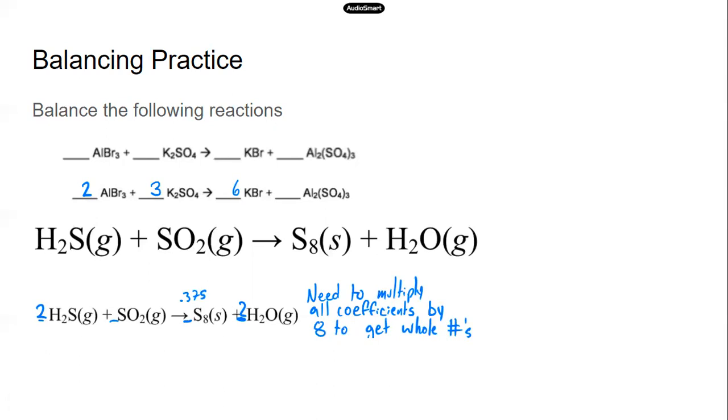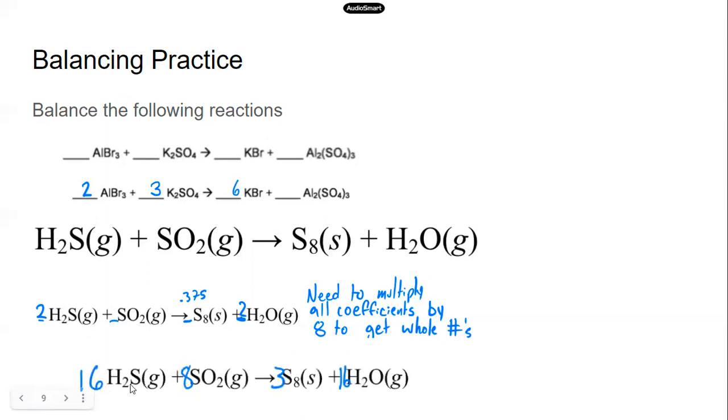So we're just going to multiply it out by this common number to get everything into whole integers. And in this particular equation, it's going to be 8 because we have 0.375, and the lowest number that we'll multiply out is 8. And once we do that, we multiply not only this 0.375 out by 8, but the 2, the 1, and the other 2. So when we do that, we're going to get our 16 moles of H2S, our 8 moles of SO2, 3 moles of S8, and 16 moles of H2O. And that is perfectly balanced.